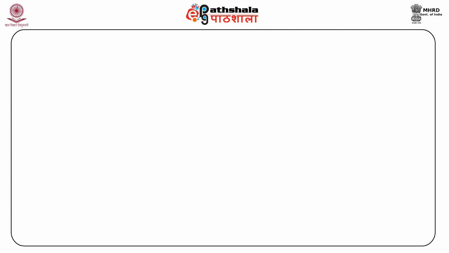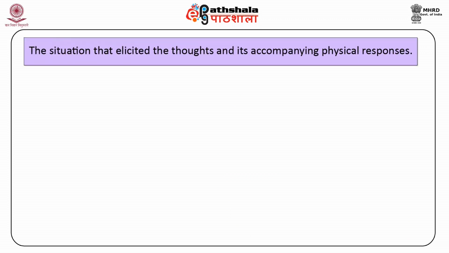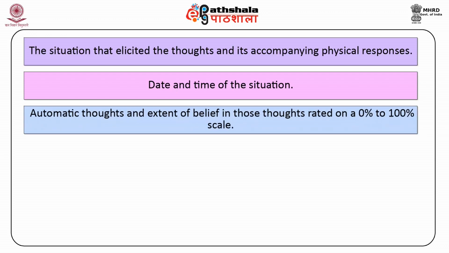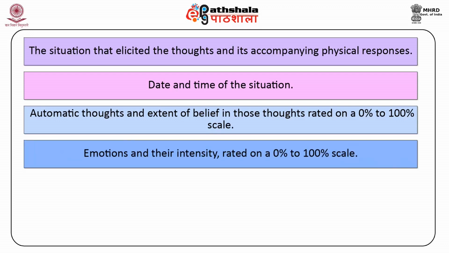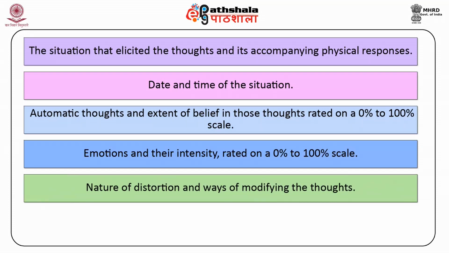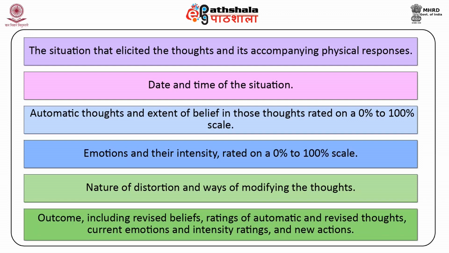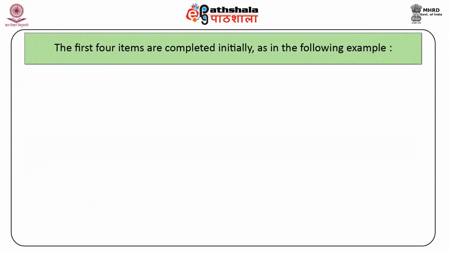This record includes 6 items: the situation that elicited thoughts and its accompanying physical responses, date and time of the situation, automatic thoughts and extent of belief in those thoughts rated on a 0% to 100% scale, emotions and their intensity rated on a 0% to 100% scale, nature of distortion and ways of modifying the thoughts, and outcome including revised beliefs, rating of thoughts and revised thoughts, current emotions and intensity ratings, and new actions. The first 4 items are completed initially, as in the following example.